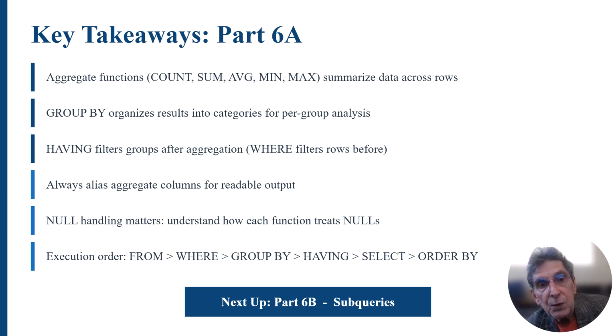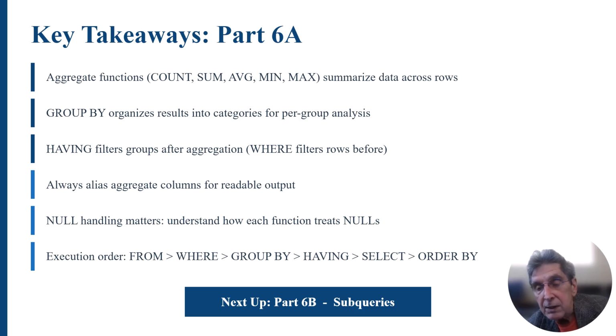So what have we learned? What are our takeaways for Part 6A? First, the aggregate functions transform row-level data into summary statistics. COUNT, SUM, AVG, MIN, and MAX are your 5 core tools. Second, GROUP BY organizes results into categories. Without it, aggregates operate on the entire table, but with it, you get per-group calculations.